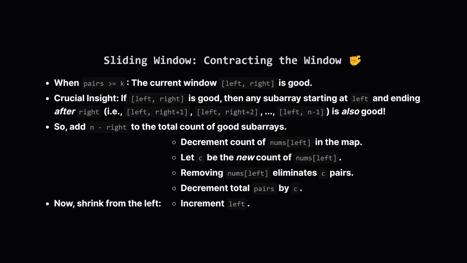We remove nums[left]. Before removing it, we decrement its count in the map. Let's say its new count is c. Removing it breaks pairs, the ones it formed with the remaining instances. So we subtract c from our total pairs count, and then we can finally move the pointer one step to the right. We keep shrinking from the left as long as the window remains good, pairs greater than or equal to k.